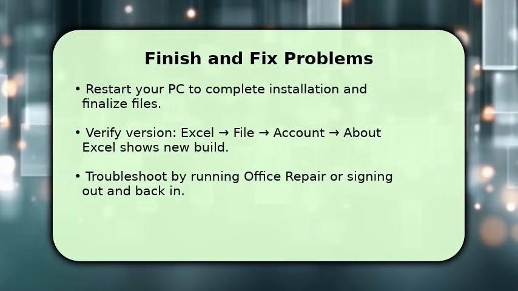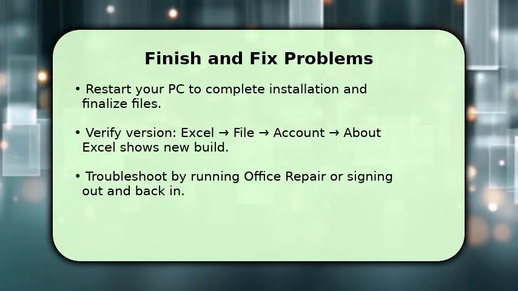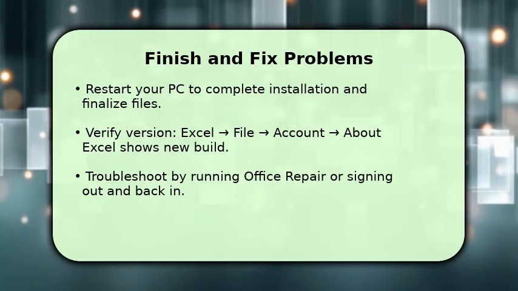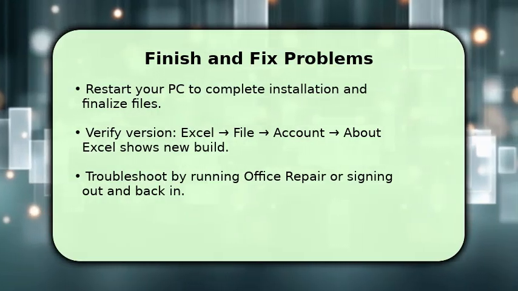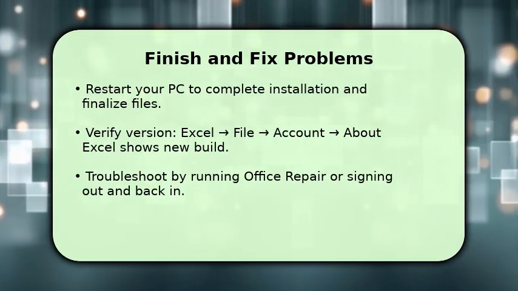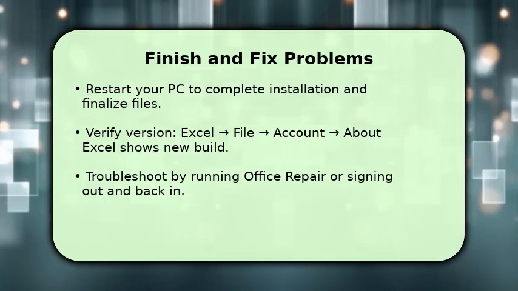If something goes wrong, like update failure or version mismatch, run Programs and Features, right arrow Office, right arrow Change, right arrow Quick Repair. If that fails, try online repair or sign out and back in. That repair step resolves most issues.